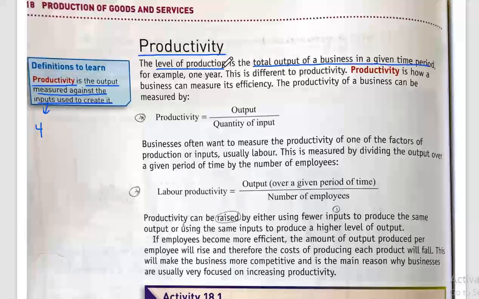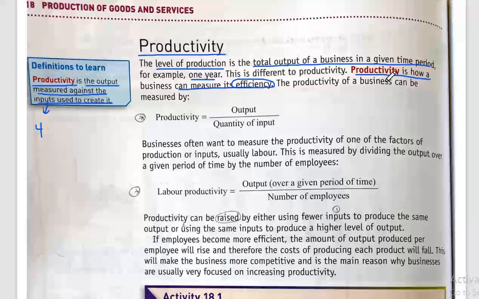So the level of production is the total output, the total number of units that I got in my business in a specific time, whether like 2 days, 1 month, and so on. For example, 1 year. This is different to productivity. So productivity is how a business can measure its efficiency. They're making sure that they are working in an efficient way.